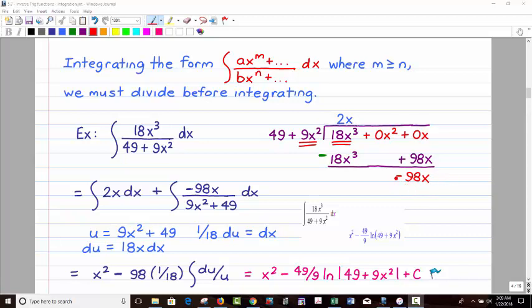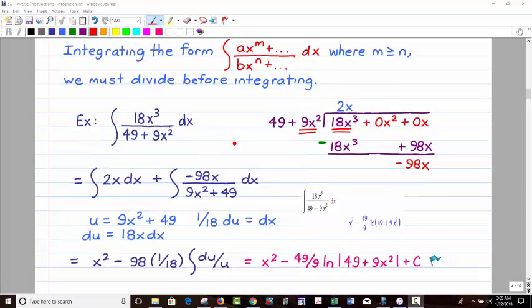And then once your part down here, in this case, is negative 98x, once your power is less than the largest power of the divisor, that means you're done. That means the remainder will be this negative 98x over that divisor. So the quotient is 2x, so we have to integrate 2x plus the remainder, which is negative 98x divided by the divisor, 9x squared plus 49.